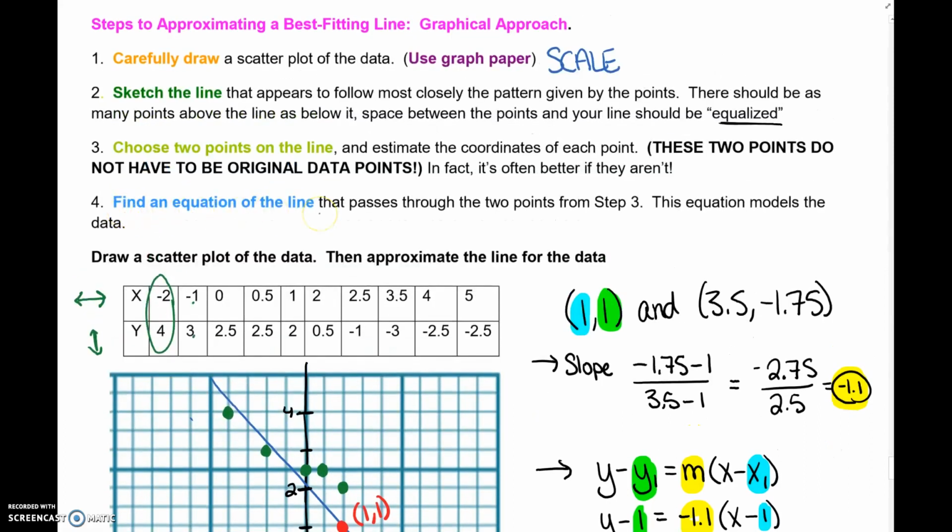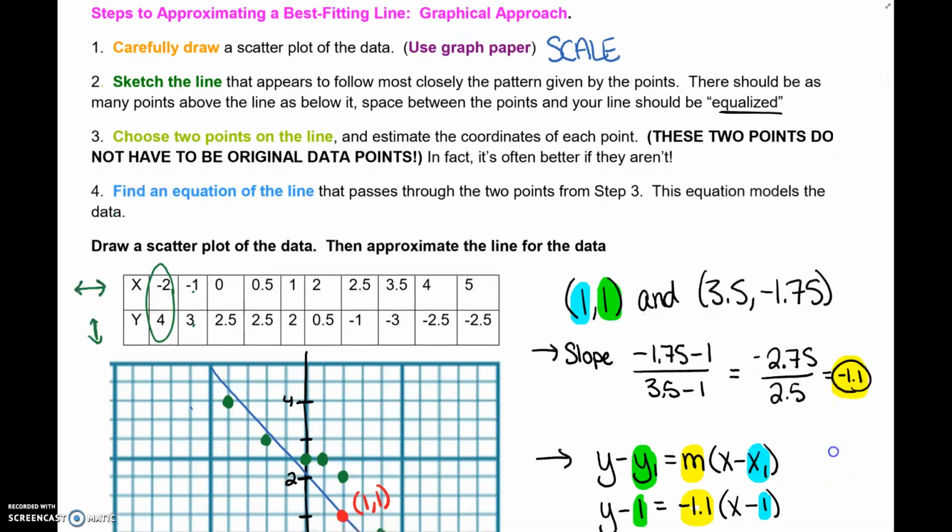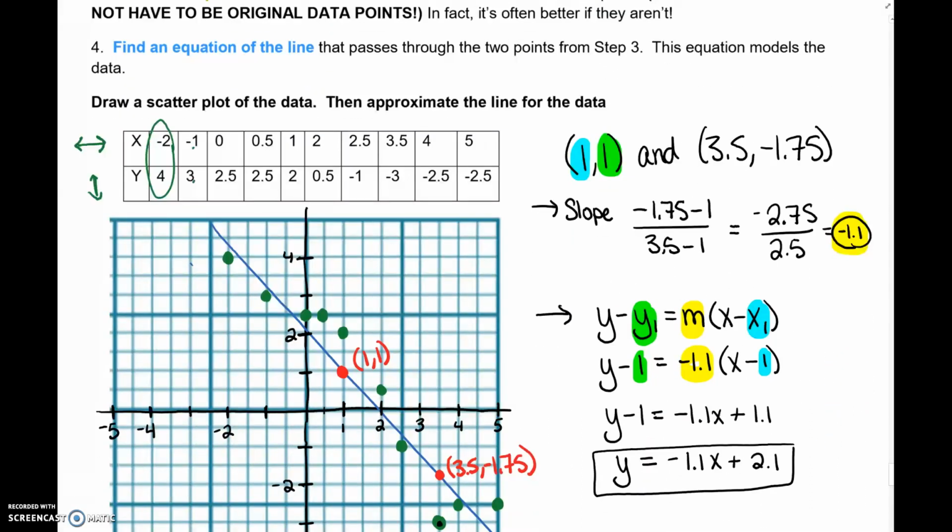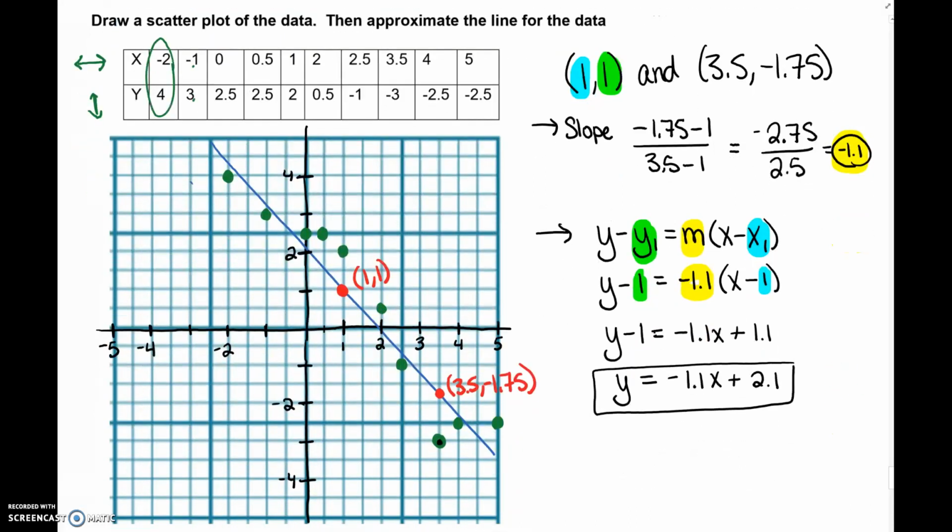Then find the equation of the line that you drew. So you found 2 points. Find the slope of those 2 points, and then plug that into point slope form, and then get your equation into slope intercept form. And your final answer is your equation in slope intercept form.